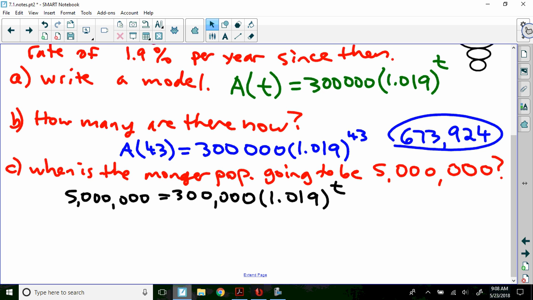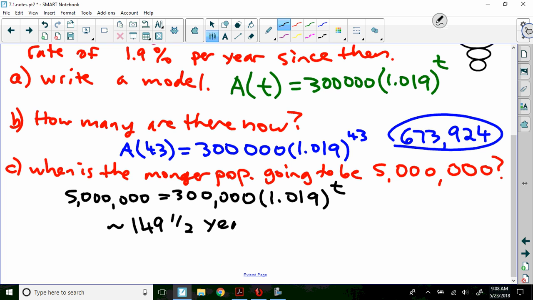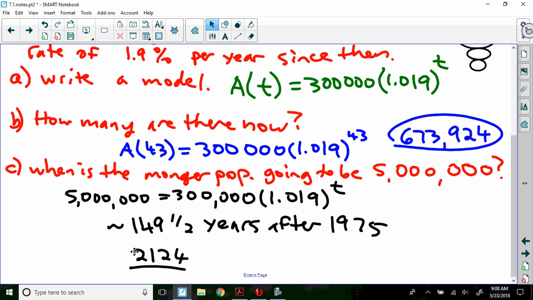Okay. Does everybody get the idea here? So this is about 149 and a half years after 1975. So sometime in the year, what do we say, 2124? In the year 2124. Okay.